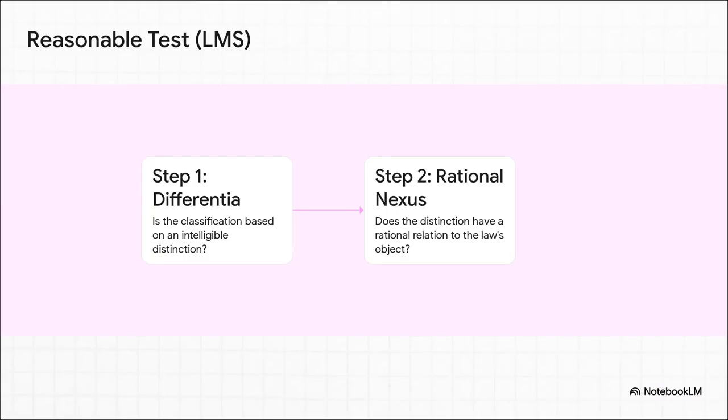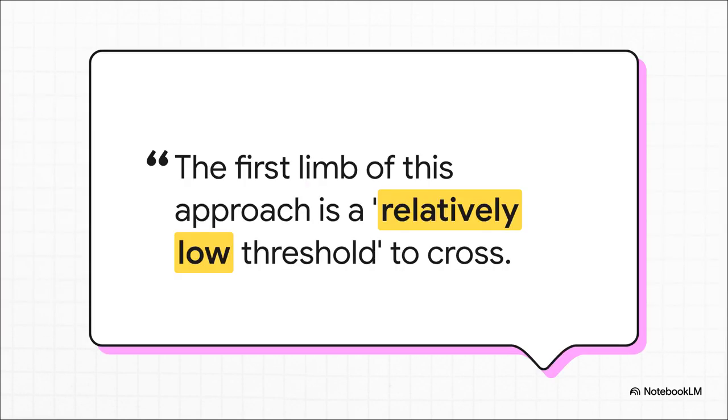First, is there a clear, understandable reason for separating people into different groups? The law calls this an intelligible differentia. And second, does that distinction logically connect to what the law is actually trying to achieve? So it's a test of rationality and connection. Sounds pretty logical, right? But, and this is a big but, this test has a major potential weakness. While it seems straightforward, critics argue that it can be a relatively low threshold for the government to meet.